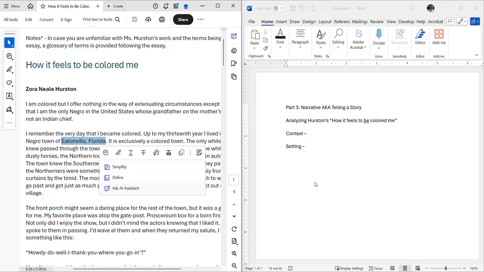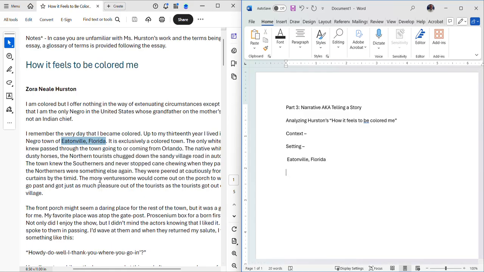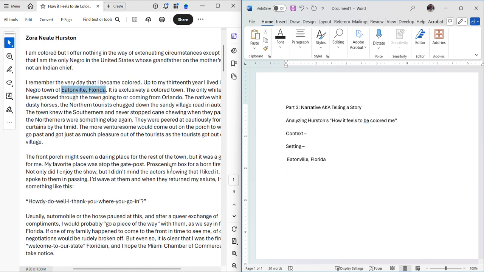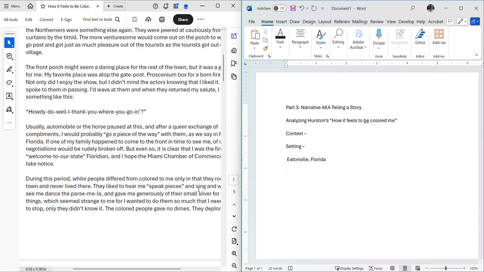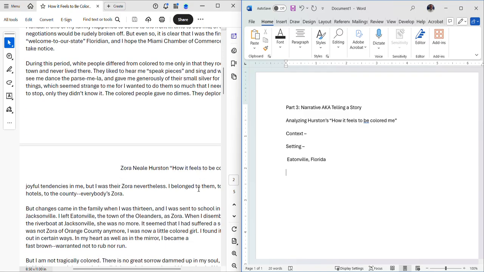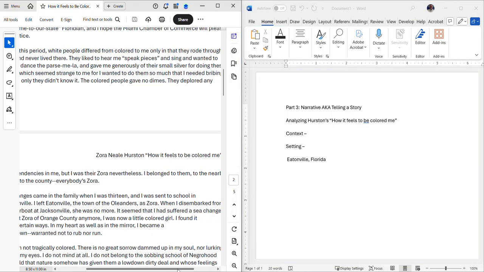Notice how she uses specificity here. So we have Eatonville, Florida, right? That's a setting that she discusses, and she goes into detail about what that looks like, which is what I talked about. She uses terms like proscenium box for her front porch, which is a reference to the theater if you're unfamiliar with that. So she tries to use comparisons to make it more available to her readers.